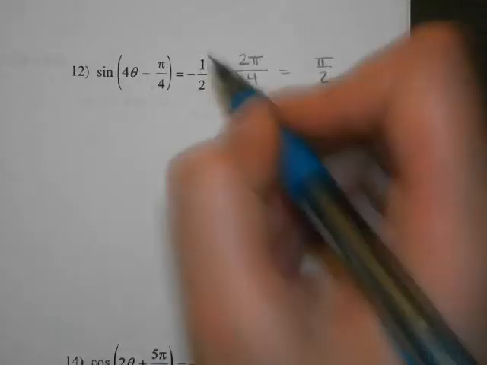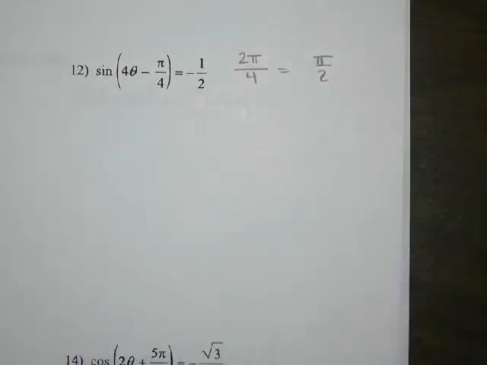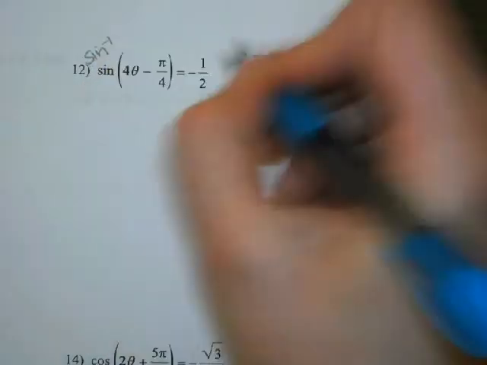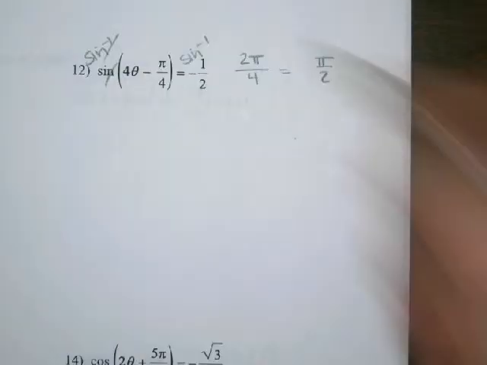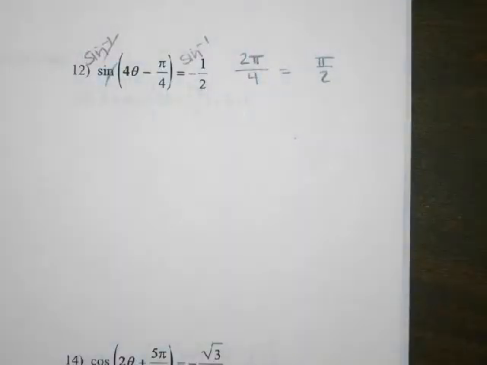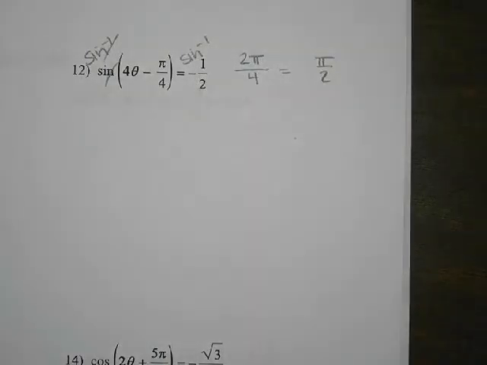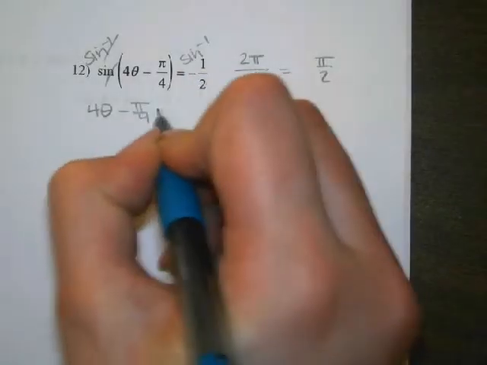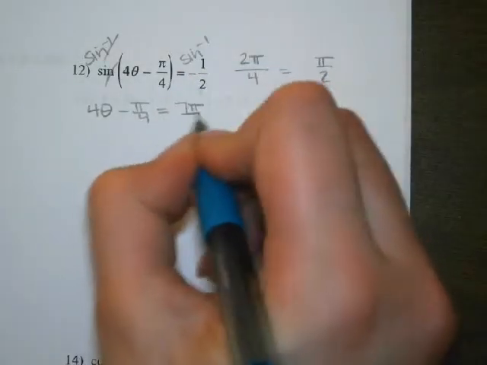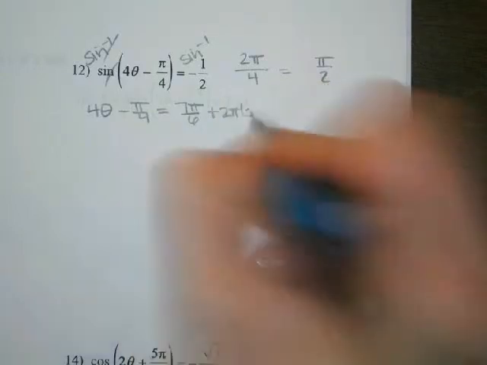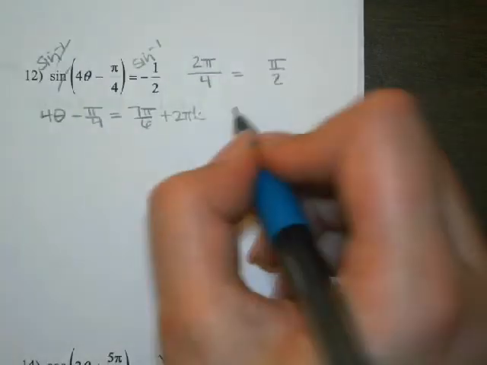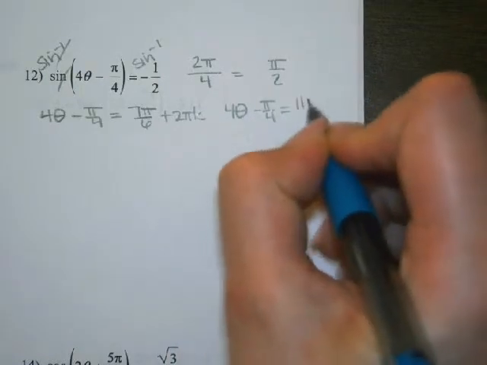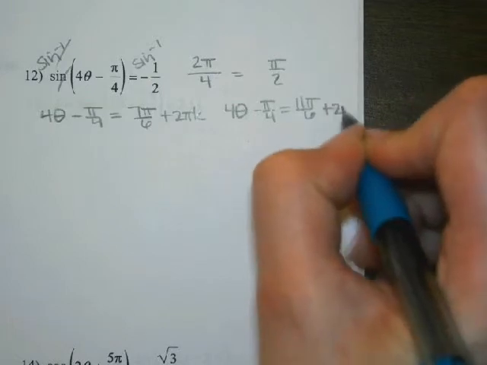Okay, so let's go ahead and think about our unit circle. Where on the unit circle do we have a y-coordinate of -1/2? Because I'm doing sine inverse. 7 pi 6 and 11 pi 6. Okay, so I've got 4 theta minus pi fourths equals 7 pi 6 plus 2 pi k. There's my first equation. And my second equation is 4 theta minus pi fourths equals 11 pi sixths plus 2 pi k.